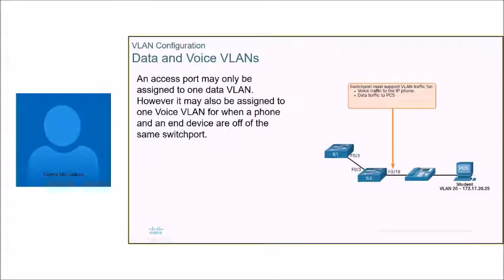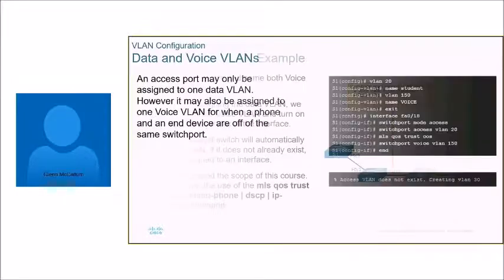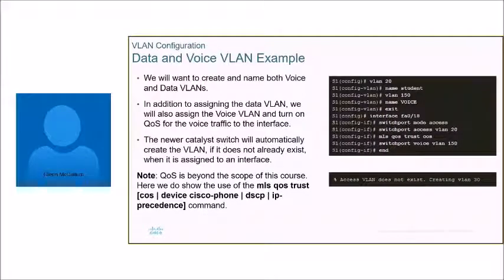Okay, so an access port may only be assigned to one data VLAN. However, it may also be assigned to one voice VLAN for when a phone and an end device are off of the same switch port. That's a diagram you've seen before. So basically, you can just do another command, switchport voice vlan 150, and that will set the voice VLAN.